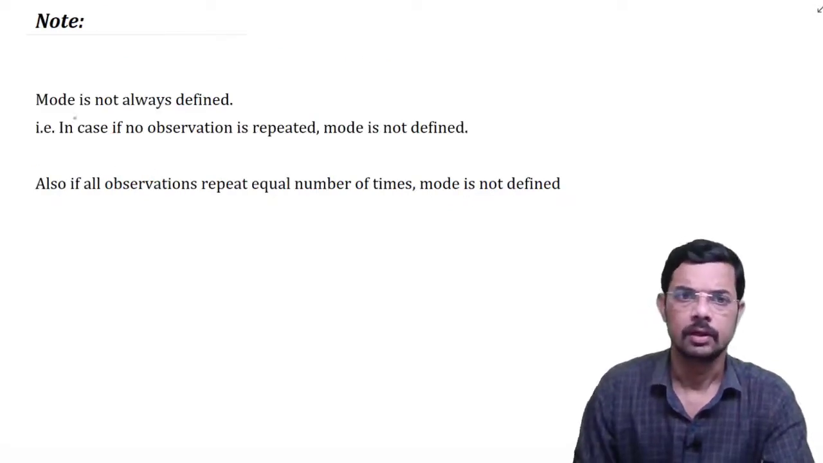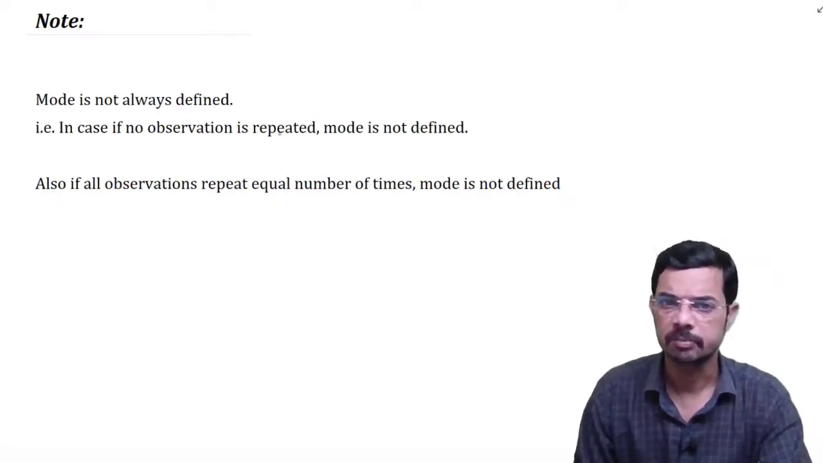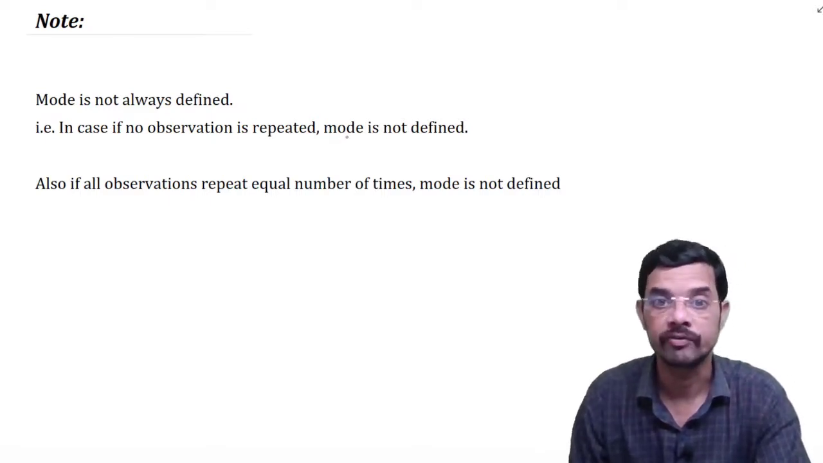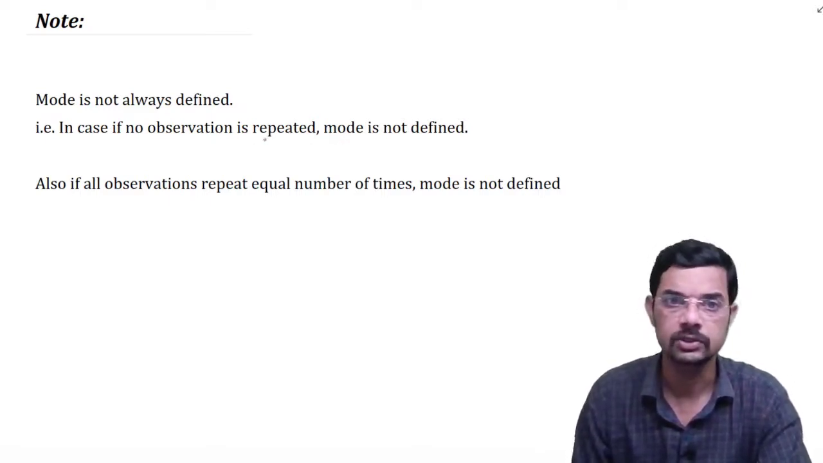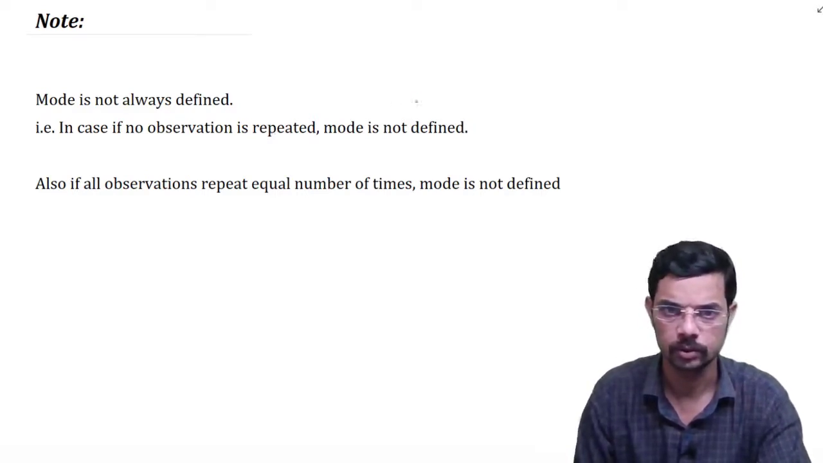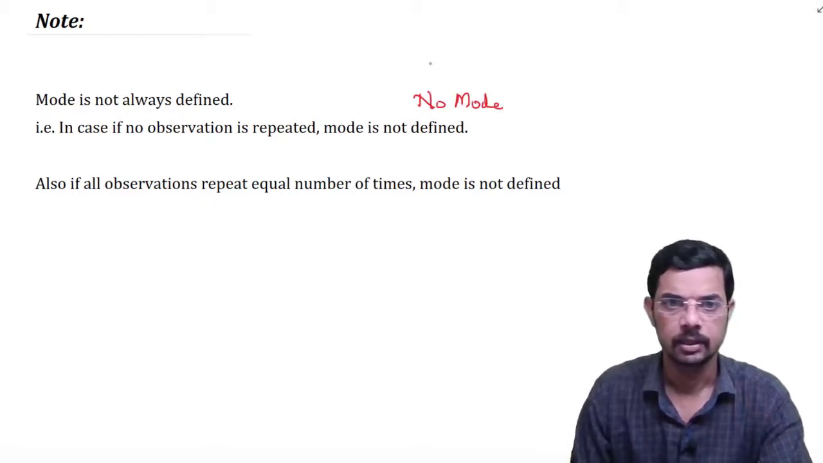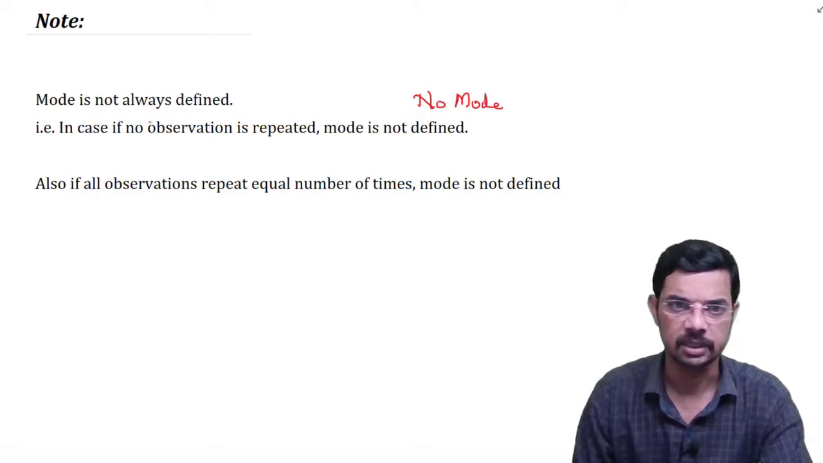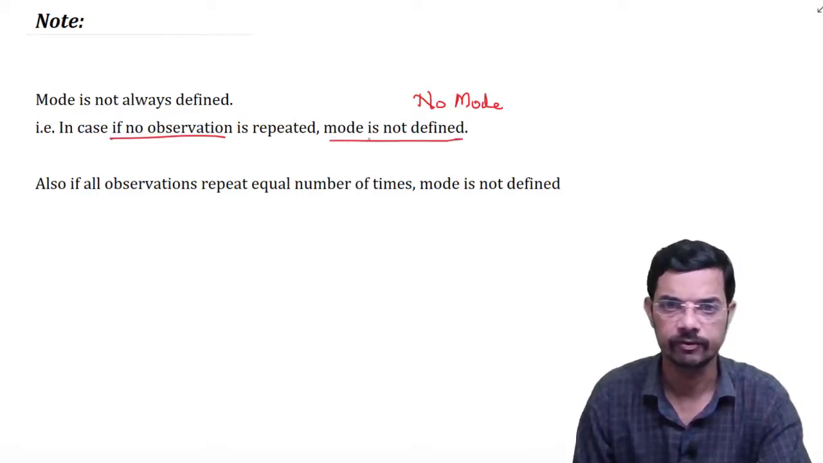In case no observation is repeated, the mode is not defined at all. The mode is not defined, or the data has no mode. If no observation is repeated, the mode is not defined.